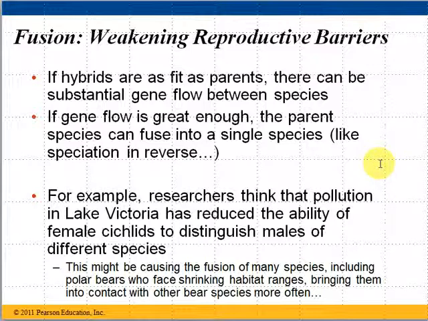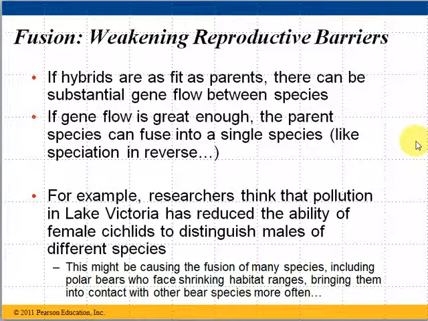So basically you could kind of think about this like speciation in reverse. In the textbook they go back to Lake Victoria where they were looking at those cichlid fish, and researchers think that because of mankind and some of our various polluting ways, the pollution levels in Lake Victoria have increased to such a degree that the water is not nearly as clear as it once was, and that reduced ability for the female cichlid fish to see clearly and distinguish the males of their different species has started to cause a lot of interbreeding.